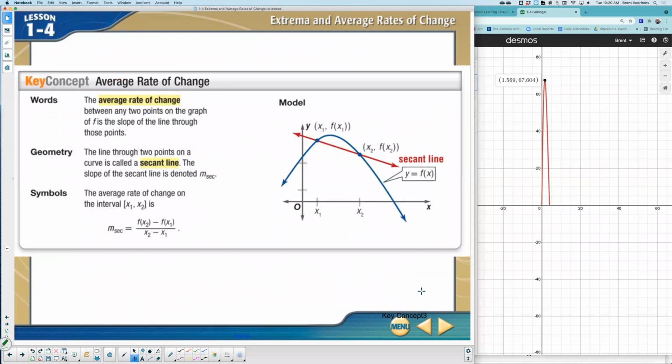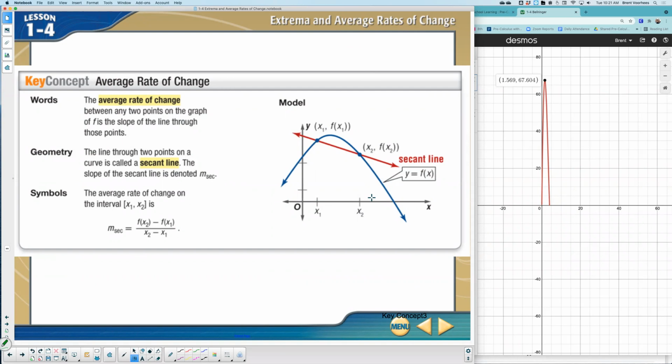Finally, let's now look at the back end of the lesson, average rate of change. So average rate of change, when we use this, means that we are dealing with a curved graph. A curved graph doesn't have a consistent slope. We're used to, from Algebra 1, lines that have a consistent slope. But when we get to graphs that are curved, the slope is changing.